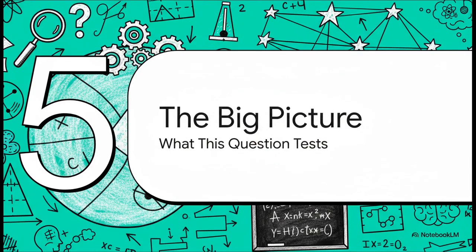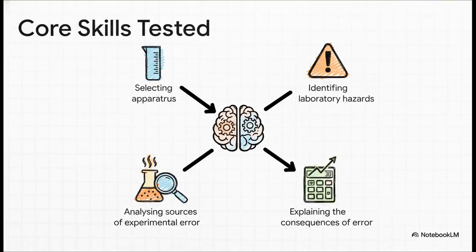Okay, so let's just pull back for a second and look at the big picture. What was this question really testing? See, a question like this is so much more than just remembering the definition of specific latent heat. It's a full workout of your core science skills. It checks if you can pick the right tools, spot hazards, analyze what went wrong, and then explain the knock-on effects of that error. It's really designed to see if you can think like a practical scientist.